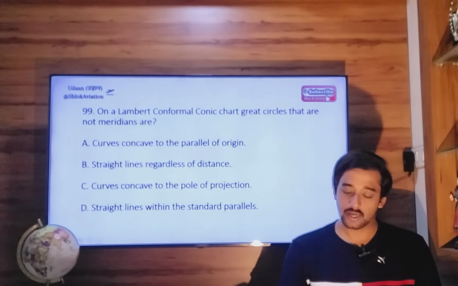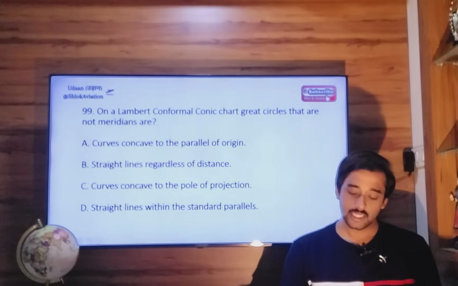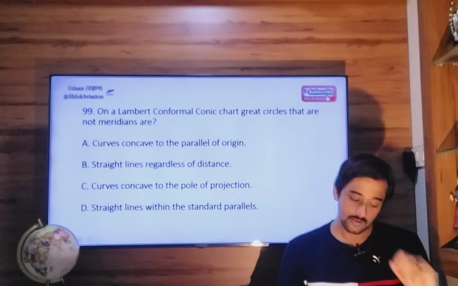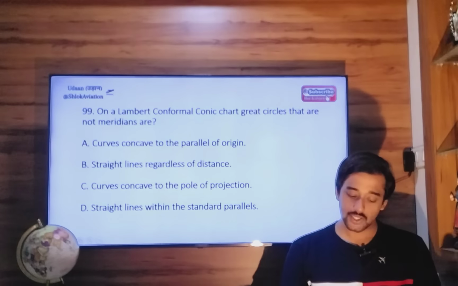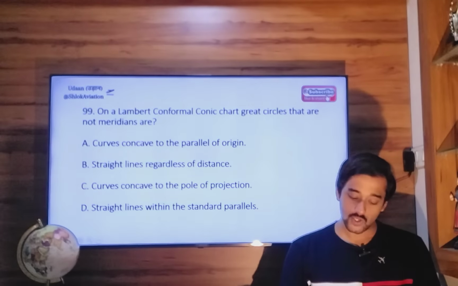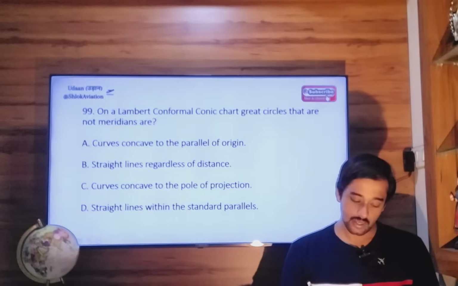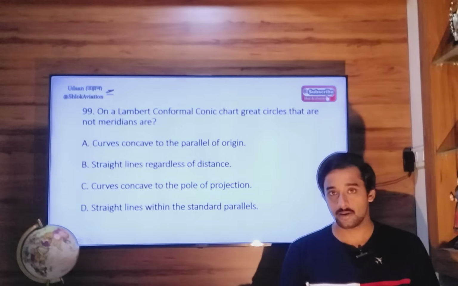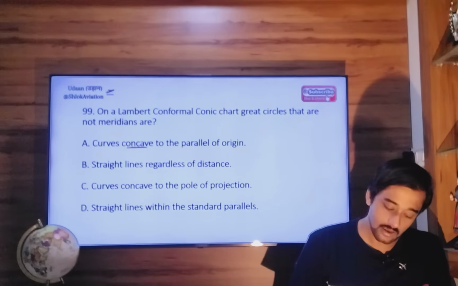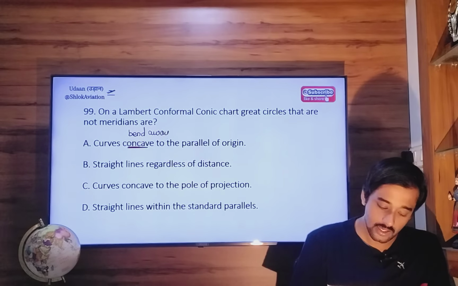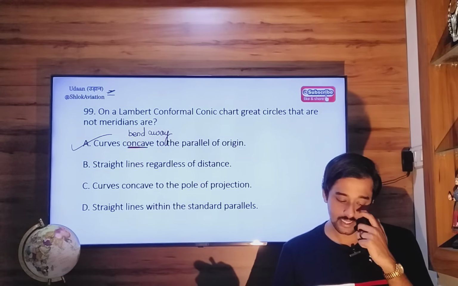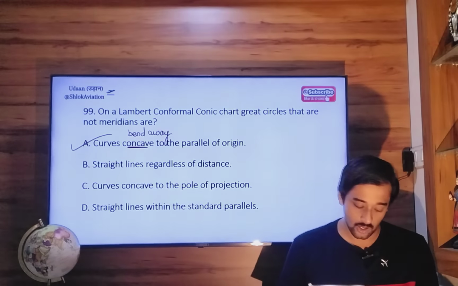On a Lambert chart, great circles which are not meridians are curves concave to the parallel of origin, straight lines regardless of distance, curves concave to the pole of projection, straight lines within the standard parallel. So concave means bending away from something. So on a Lambert chart, great circles are curves which are concave to the parallel of origin.